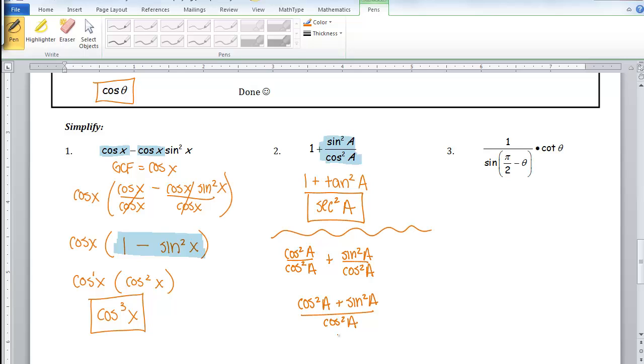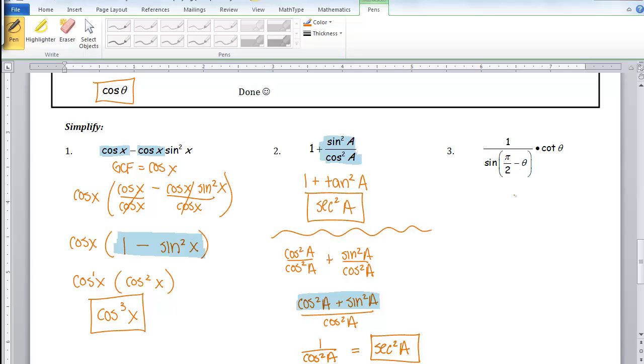When I do that, I notice that again I have a Pythagorean identity. Cosine squared plus sine squared is 1. And 1 over cosine squared is another reciprocal identity, which gives me the secant squared we got by doing the first method.